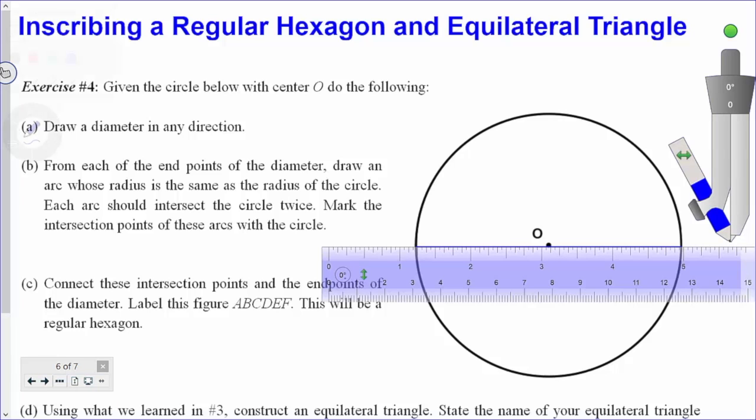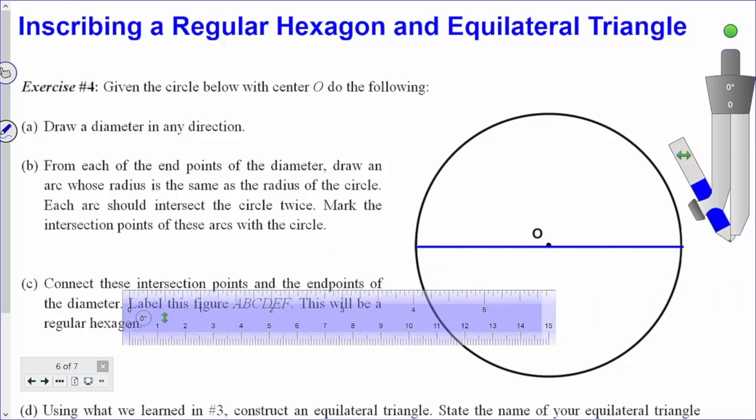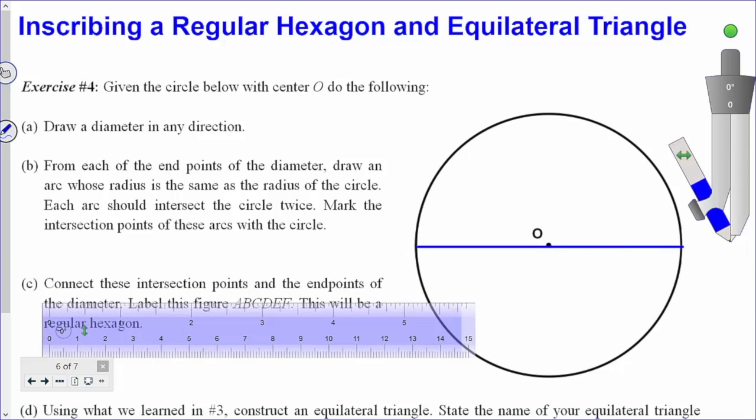Actually, I think I'm going to make my line width a little bit thicker so you can see it a little bit better. There we go. Maybe move my ruler out for a second. From each of the endpoints of the diameter, draw an arc whose radius is the same as the radius of the circle. Each arc should intersect the circle twice. Mark the intersection points of these arcs with the circle, from each of the endpoints of the diameter.